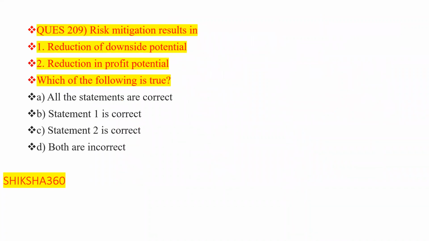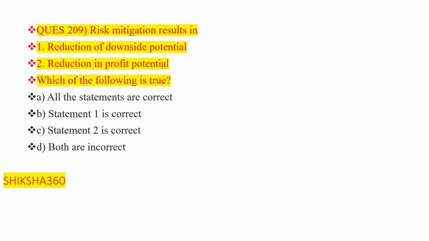Clear? Next, move to the next question. Risk mitigation results in what? The first statement is reduction of downside potential. The second is reduction in profit potential. Clear? We have to find which of the following is true.